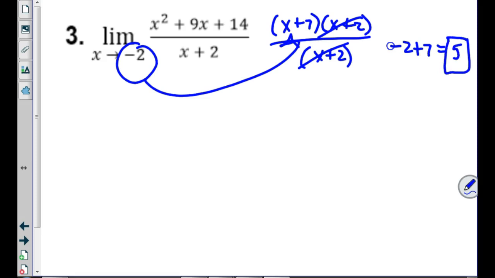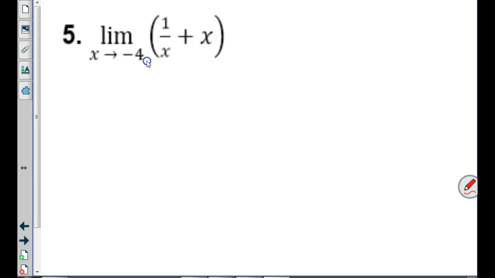You don't have to do it that way. On the final, you can type this in, go to the graph. It's going to be undefined at negative 2, but if you check a little to the left and a little to the right, it's going to be at 5. Everybody okay that it's all right to do it either way? All right.